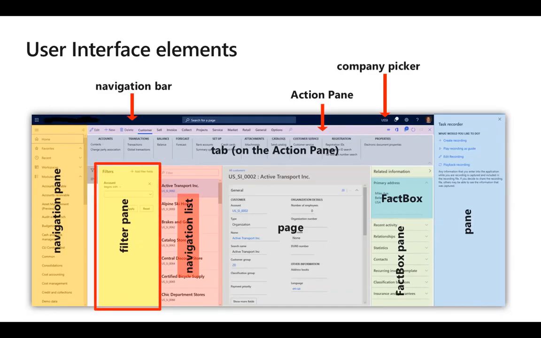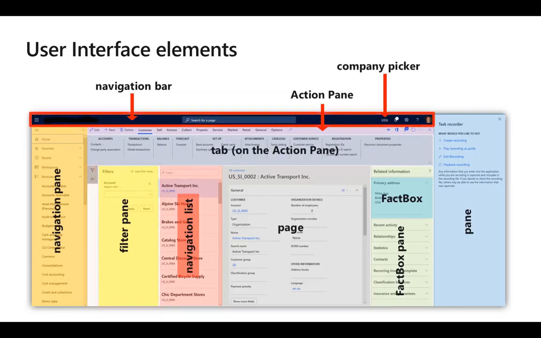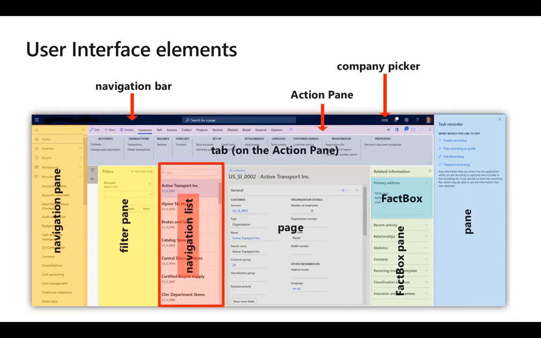Filter pane. On some pages, we can select Show Filters to open this pane. It allows us to narrow the results visible to us on the page. Navigation bar. The bar at the top of the interface. It contains the Dynamics 365 portal, search, company picker, action center, settings, help and support, and the user profile. Navigation list. On some pages, we can scroll through this pane to find aspects of a record. When selected, the details of the record will appear in the page.